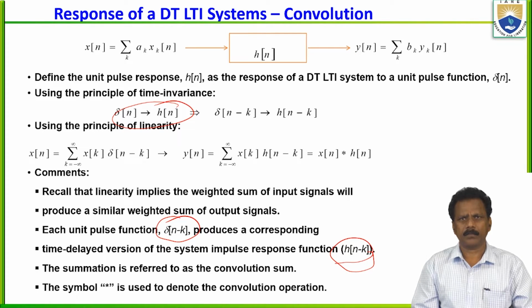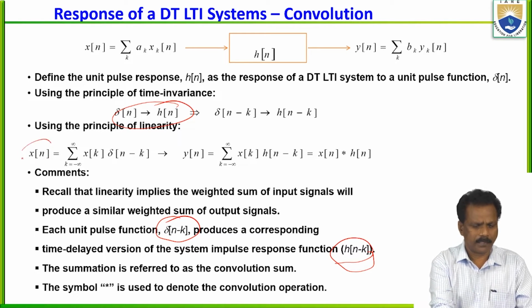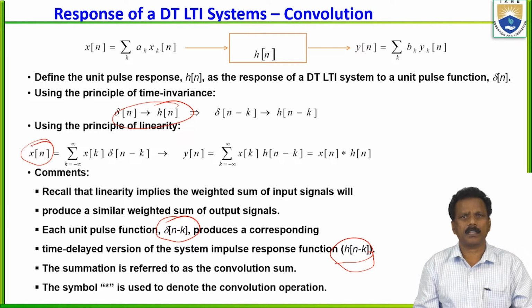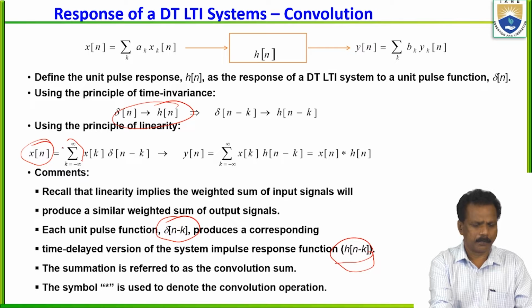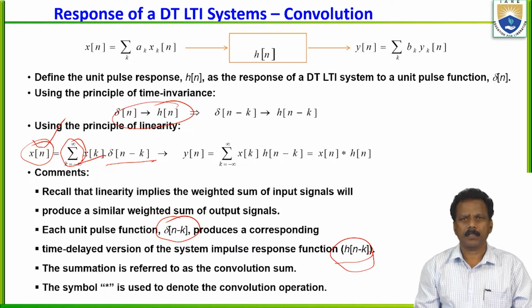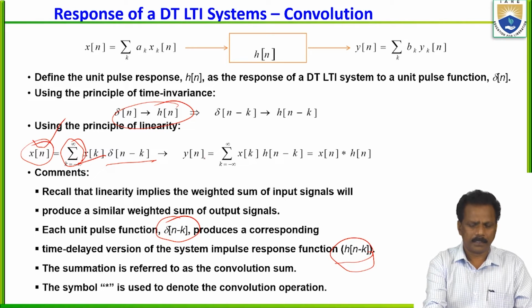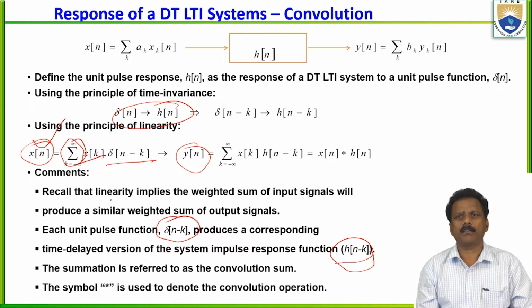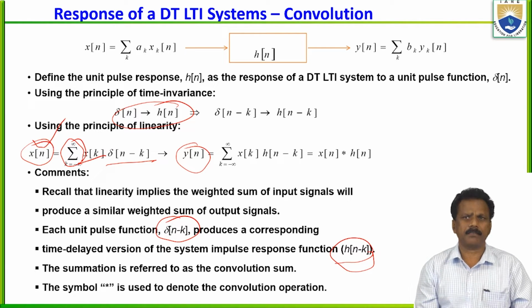By using linearity, x of n is equal to the summation k equal to minus infinity to plus infinity of x of k into delta of n minus k. Now we interpret the response: y of n is equal to the summation k equal to minus infinity to plus infinity of x of k into h of n minus k, which is x of n convolved with h of n.